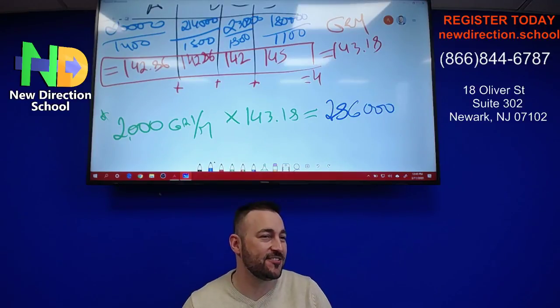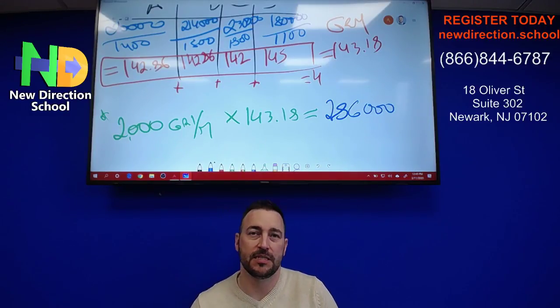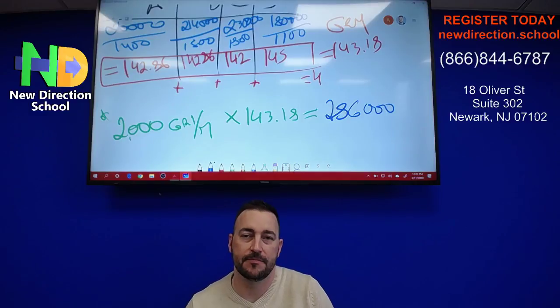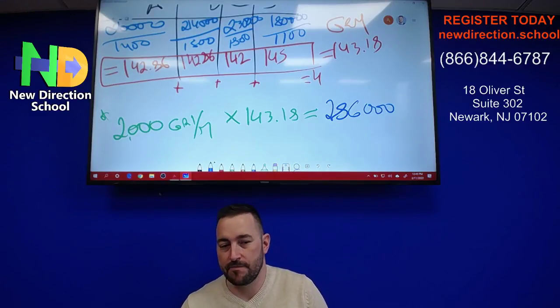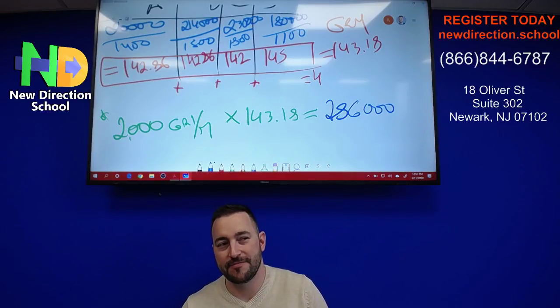So $2,000 GRI per month, right? Times 143.18 says that my property is worth 286, more or less. Did you guys understand? Charlie? You good?